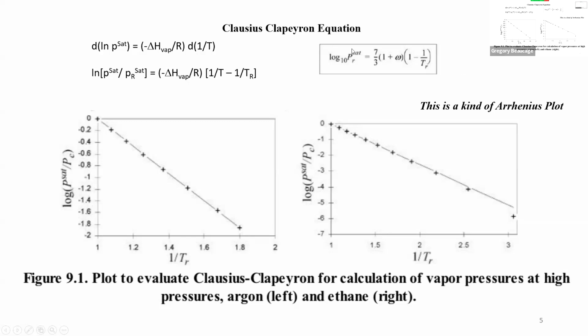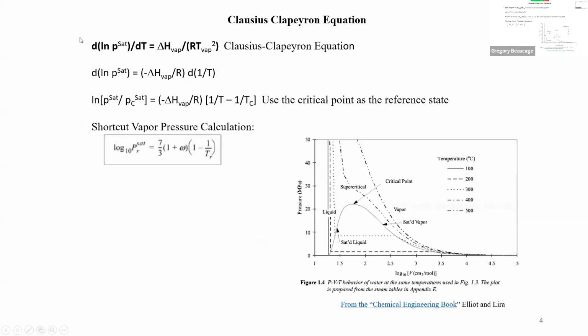These are tabulated online. You can get the critical temperature, critical pressure, and this acentric factor. Right, so it gives you a kind of universal equation, the chemical engineering equation to predict vapor pressure of things. Anyway, so there's that business. That's called the shortcut vapor pressure equation. It's just a way to get the vapor pressure.